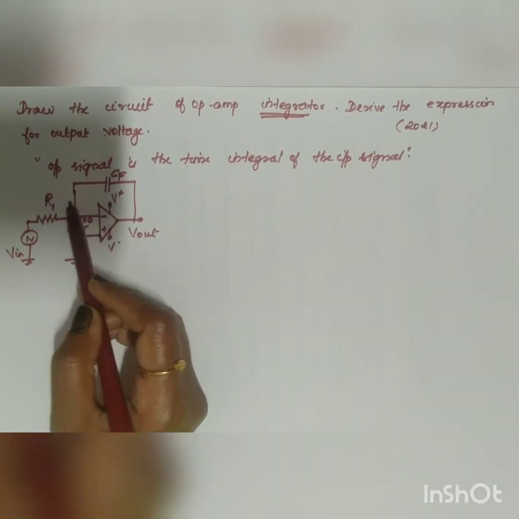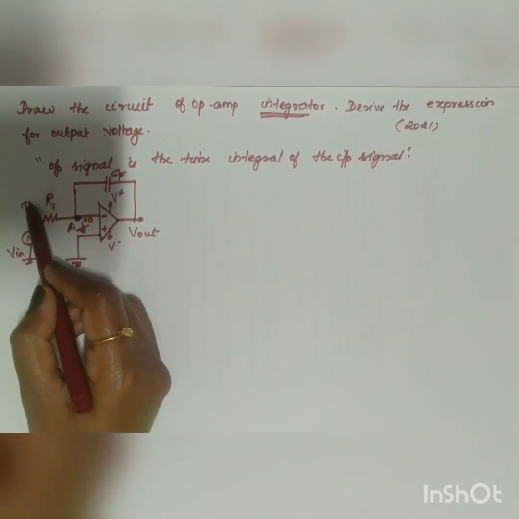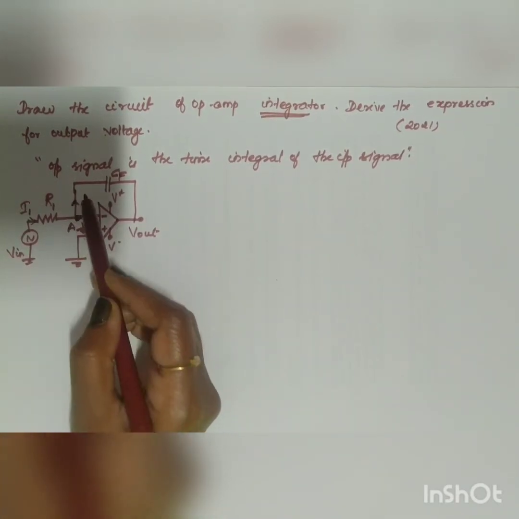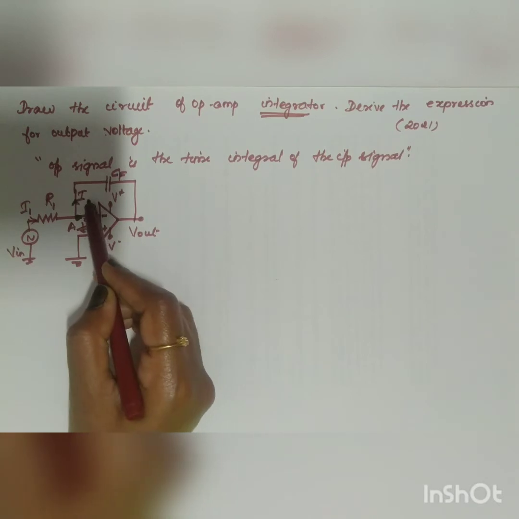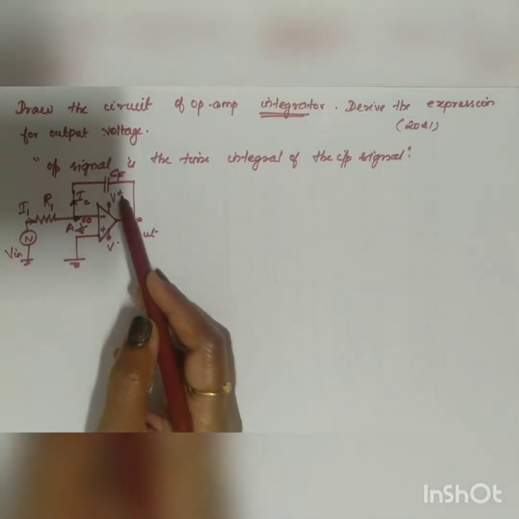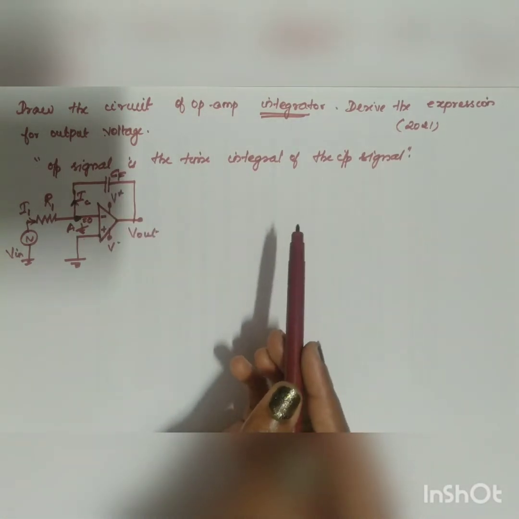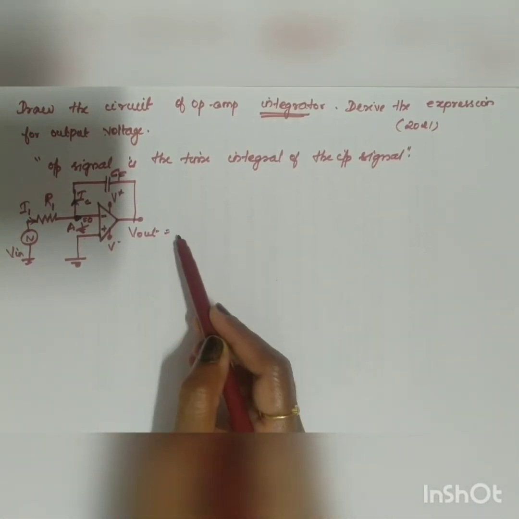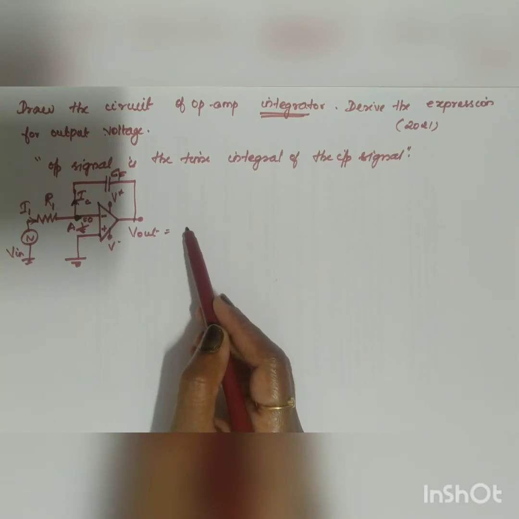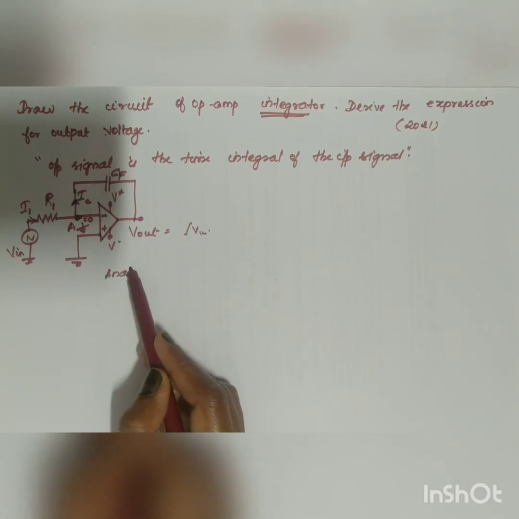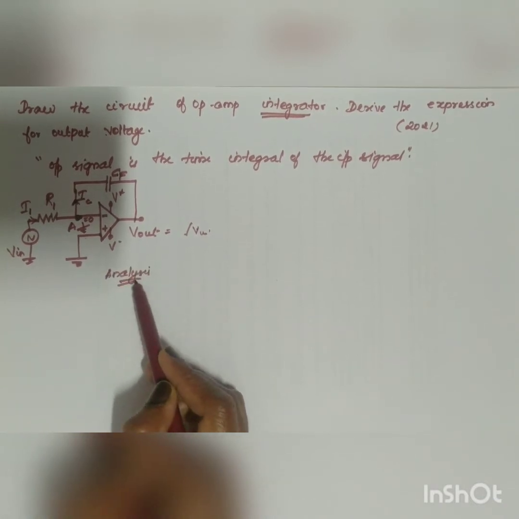So I can tell that the value at this node A is equal to 0. Let us assume that the current flowing across R1 is I1 and the current flowing through your feedback capacitor, I am taking it as IC, the capacitor current. Now you have got the circuit diagram. Now what you have to find out is the expression of your output voltage. You know that the output voltage is the integration of the input voltage. So let us start with the analysis.